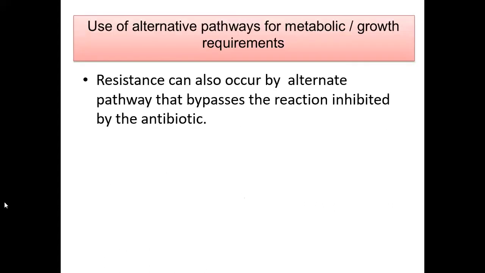Now, alternative pathways for metabolic growth requirements. Obviously, the bacteria that have resistance are not following the routine pathways, right? They follow alternative pathways. So resistance can also occur by an alternative pathway that bypasses the reaction inhibited by the antibiotic. Where the reaction would happen, they will use another pathway. So bacteria are very smart, you know.